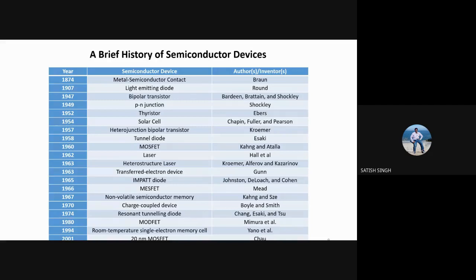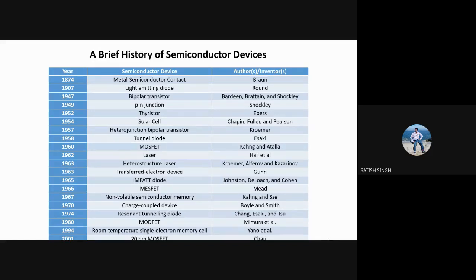You can go through all these inventions, but the most important one that we have to study for our VLSI technology or for ICs, which is important from the point of view of IC fabrication, is the bipolar junction transistor. This bipolar transistor was invented around 1947, by these three scientists: Bardeen, Brattain, and Shockley.